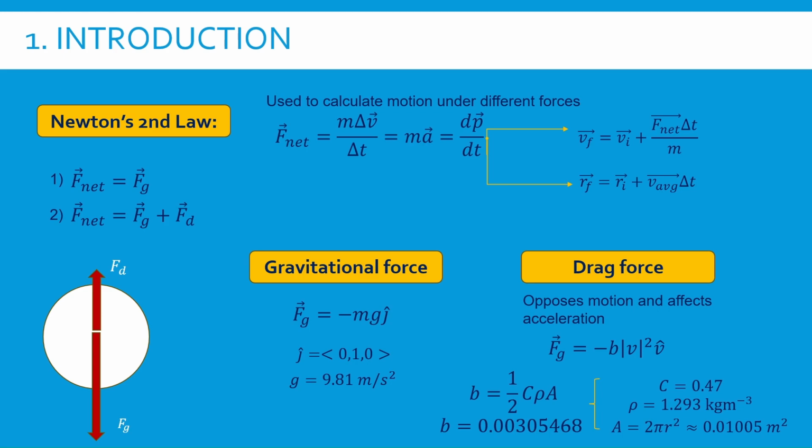We used C to be the drag coefficient, rho the density of air, and A, which is a rough estimate of the area of the object facing the fluid. Plugging these values into the formula, I found B to be approximately 0.00305468.